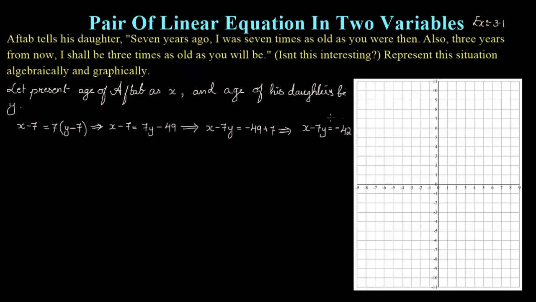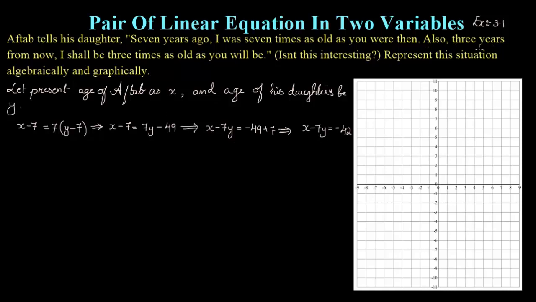So you got the first equation of the pair of linear equations in two variables. It is in two variables, right? x and y. And it has degree 1 also. x has degree 1, even y has degree 1. So it is a linear equation, right? Now in the same way, let us try to get the second equation.